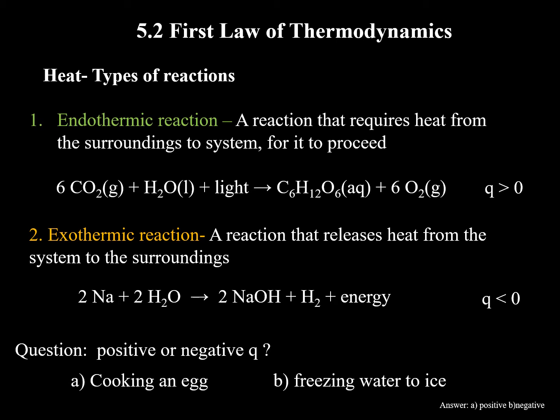So if we look at this reaction here in biology, this is photosynthesis, meaning that for photosynthesis to work, for the plant to give off oxygen, we need light. We need energy from the surroundings. We need light for this reaction to occur. We call this an endothermic reaction. If I want to go from water to steam, I need to add energy for the water to evaporate.